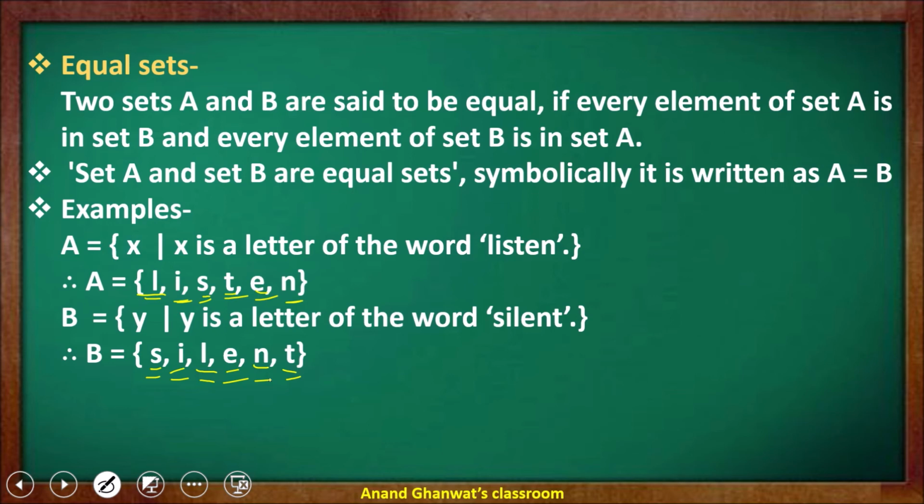E is present in set B, it is present in set A. N is present in set B, it is present in set A. And T is present in set B, it is also present in set A. Therefore, all the elements of set A are present in set B and all the elements of set B are present in set A. Therefore, the number of elements in set A and set B are equal, and hence set A and set B are equal sets.